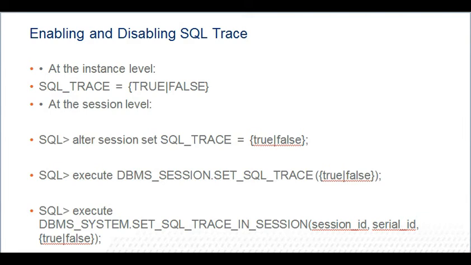Once the tracing is set to on, any SQL statement issued during that session is traced. The output of the tracing is stored in the udump directory defined by the user_dump_dest parameter. The file name has the format db_name_ora_nnn.trc.